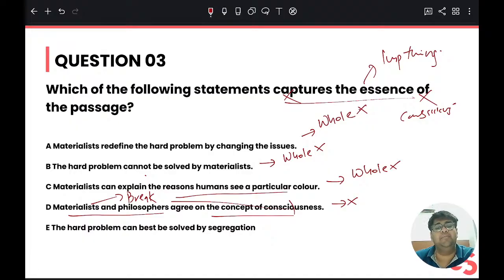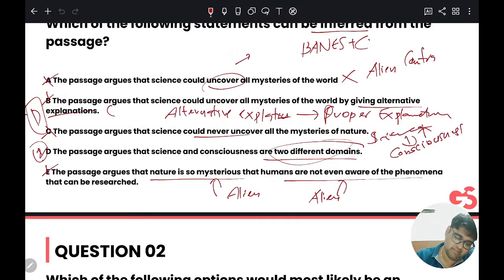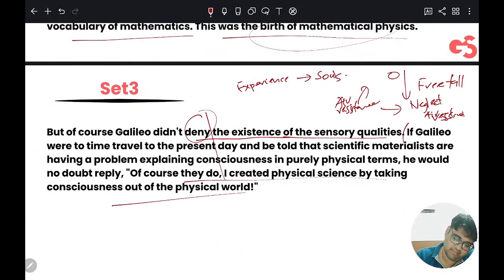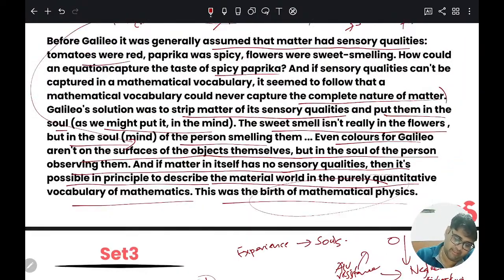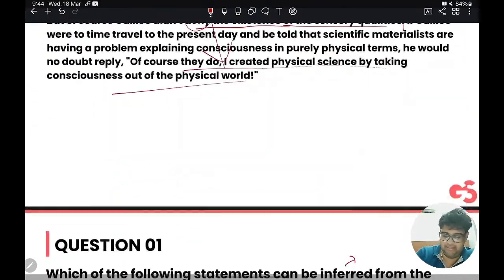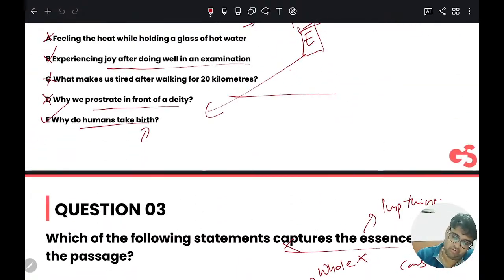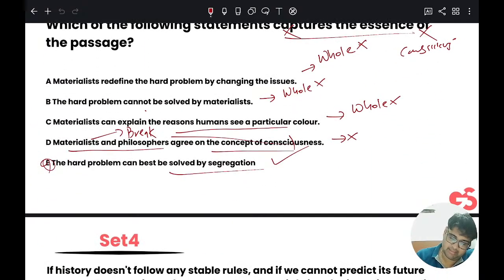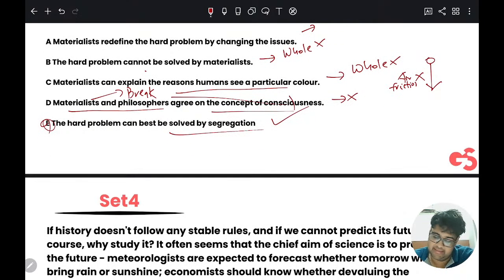Then, the hard problem can best be solved by segregation. That is what our Aristotle and Galileo did, so he is my best option. See here, Galileo did not deny, but he solved the hard problem like this. If you want to solve a hard problem, you need to segregate, like consciousness from empirical facts. Like when you are saying a ball is under free fall, you should neglect air friction, and then only can you get your proper answer, or else it will not be a standardized answer.